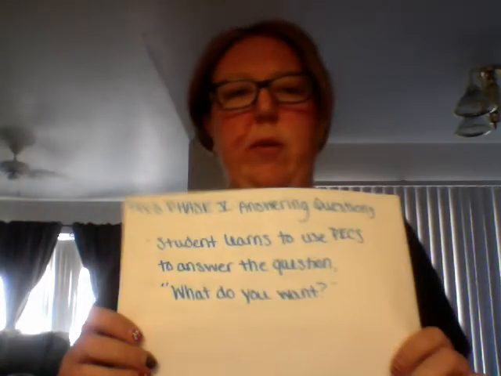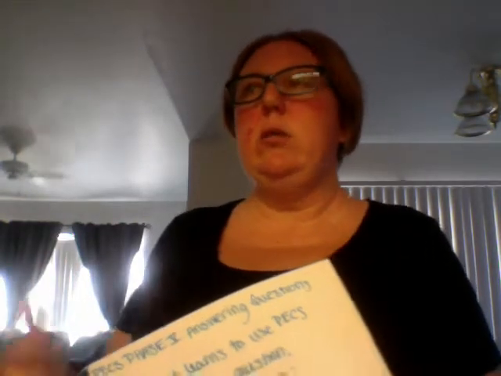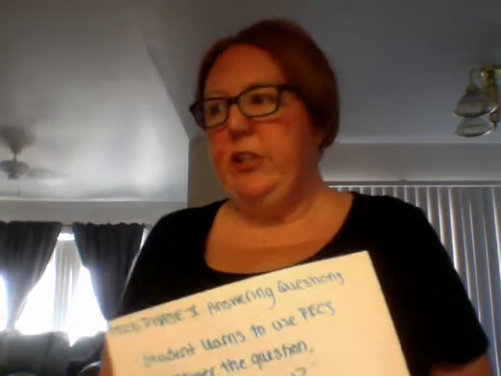Phase 5 is answering questions. Students learn to use PECS to answer the question, what do you want? So let's say a student is completing their work. They earned all of their tokens on the token board. And you say, "Oh, Henry, what do you want?" Henry is going to know to go into his communications book, flip through it, and see what he wants. Maybe he doesn't want that goldfish cracker right now. Maybe he wants a fruit snack. So he knows to go in his PECS book that has all of these pictures in it and hand you what it is that he wants.